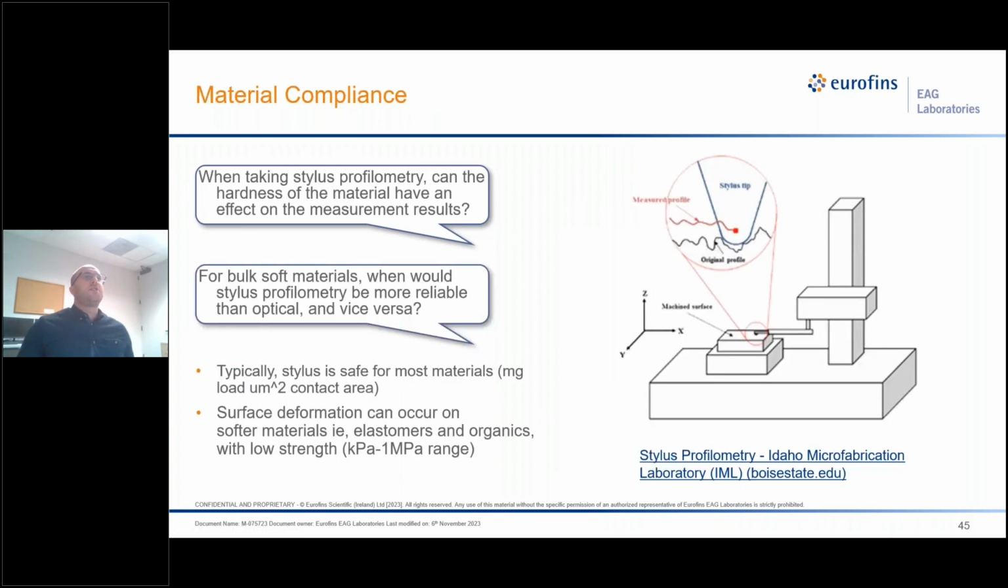Then we had questions about material compliance for stylus profilometry. So when you're taking stylus profilometry measurements, the hardness can have an effect. Typically, no, but when you get down to really soft materials in the kilopascal to single-digit megapascal range, it enacts force on the sample. And that can cause localized deformation while you're measuring it, totally skewing your results. So with materials like elastomers and organic films, oftentimes you can't do stylus.